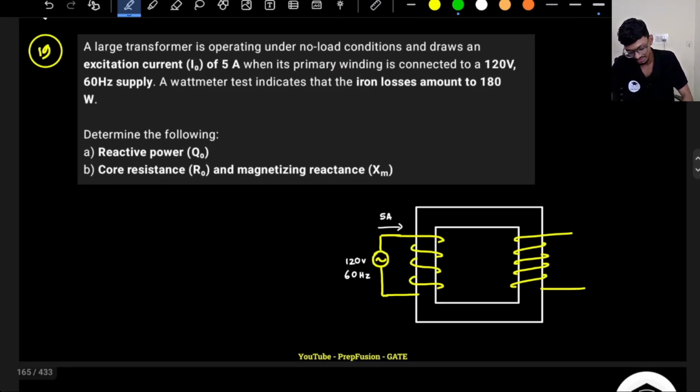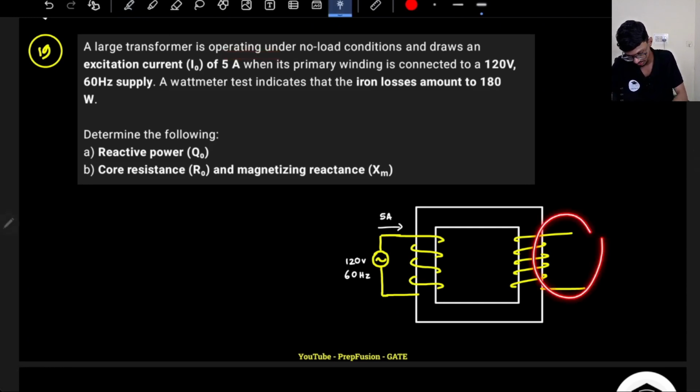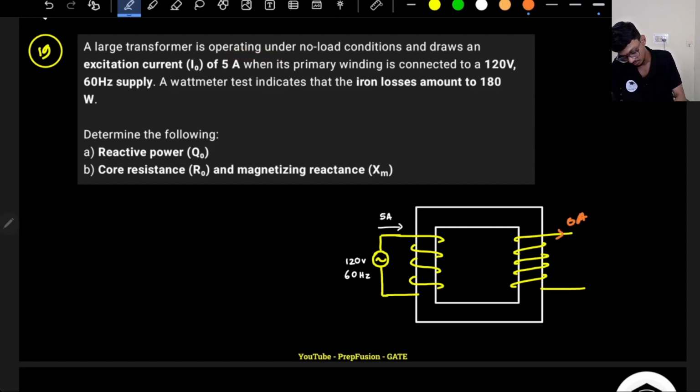A large transformer is operating under no load condition. So the secondary current is simply 0. Only the no load current is being taken, that is known as the no load exciting current, that is 5 ampere. So I0 is equal to 5 ampere.